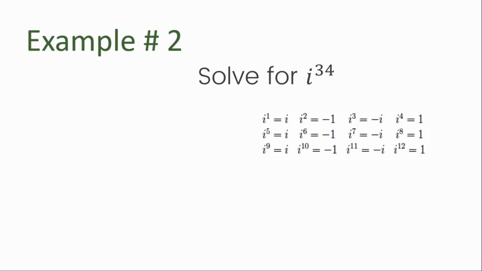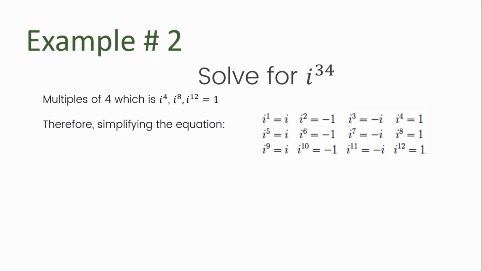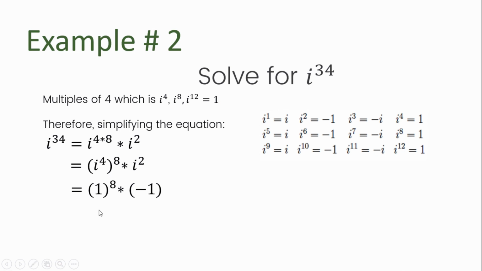For the second example naman, we have i raised to 34. Here, we can get the multiples of 4. Ayan, diba? i raised to 4. Ano ang ita-times mo sa 4 na malapit sa 34? So, we can multiply 4 times 8, since 4 times 8 is 32. And then, may kulang pang dalawa, so times i squared. So, remember that the value of i raised to 4 is 1, and then raised to 8. Any number, or 1 raised to any number, is just 1. So, ayan, 1 times negative 1, the final answer will be negative 1.